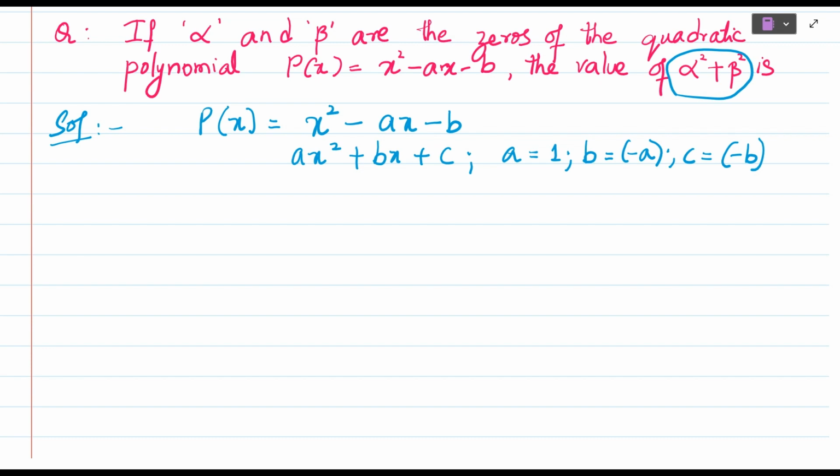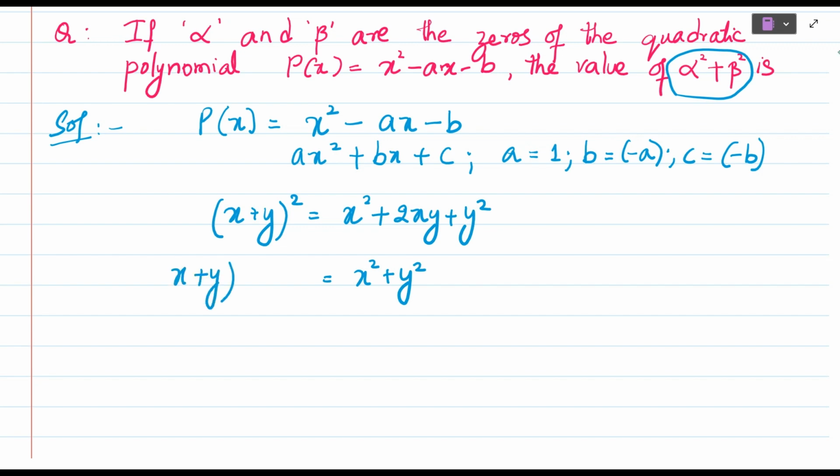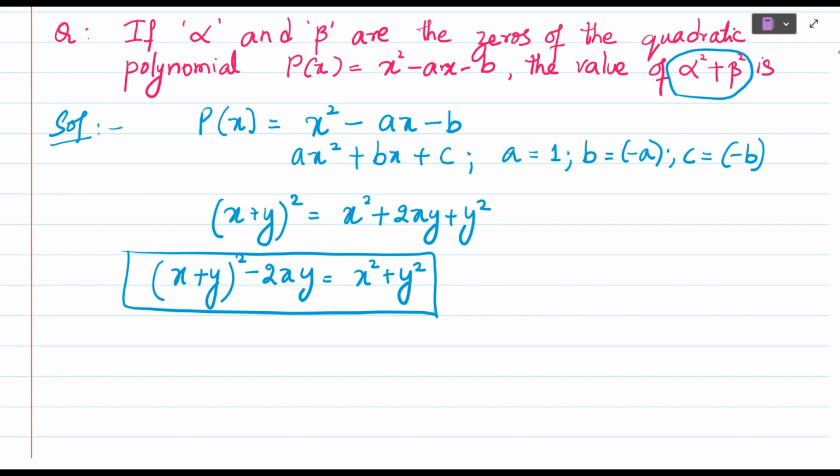But before that, what we have to do is take the algebraic identity x plus y whole square. So you know this formula already, students, this is x square plus 2xy plus y square. Now we want x square plus y square. So what is the value of x square plus y square, students? Now transpose this plus 2xy towards the LHS side. This will become x plus y whole square minus 2xy. Is it clear? So here we are going to apply this.